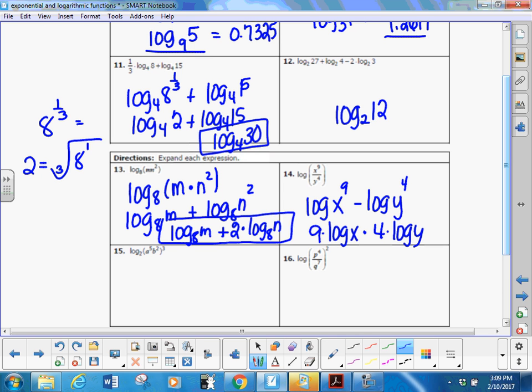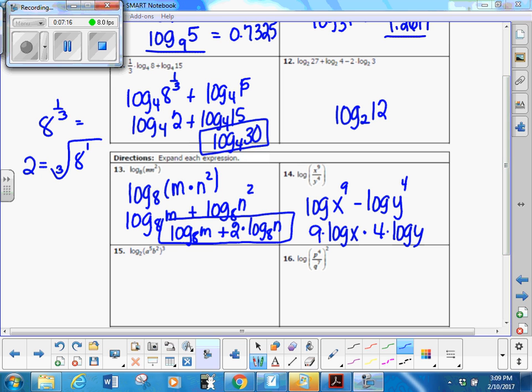Log base y. And the answers to 15, 16, 17, and 18 are on the others.